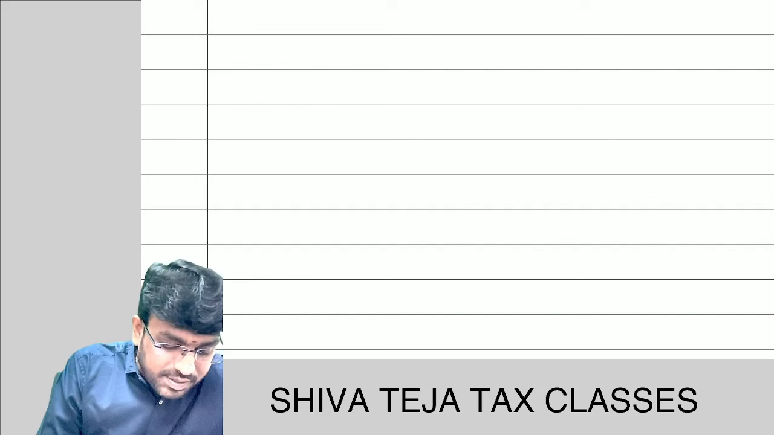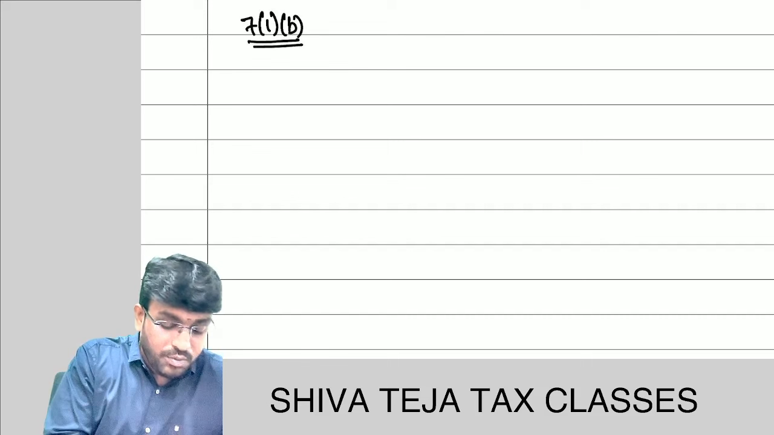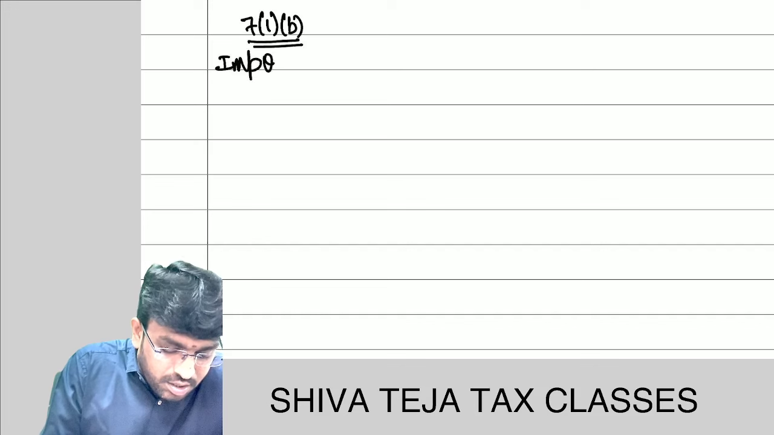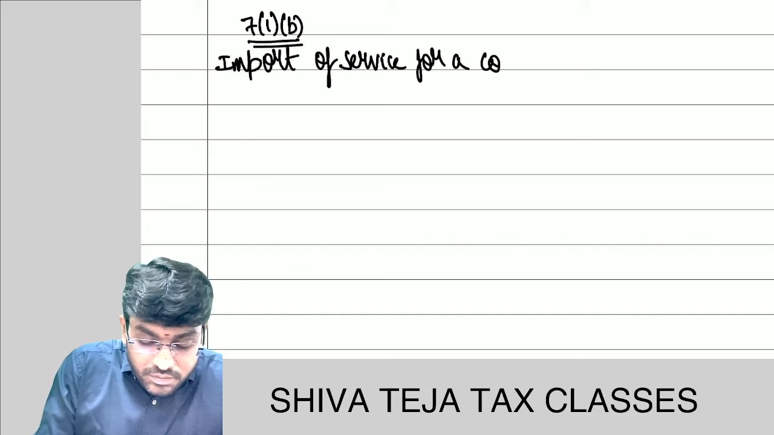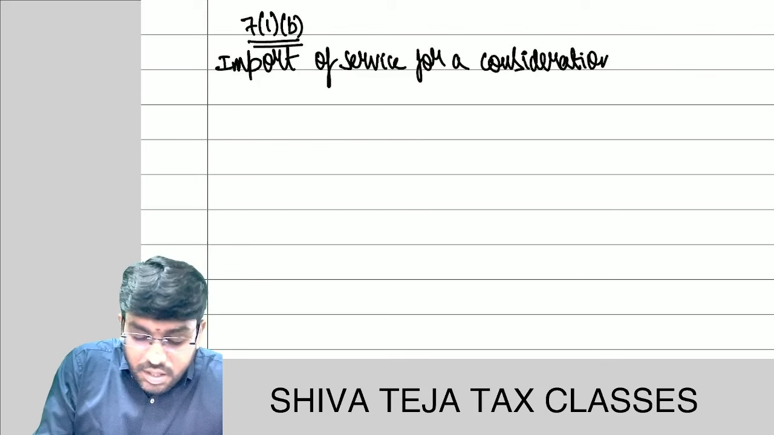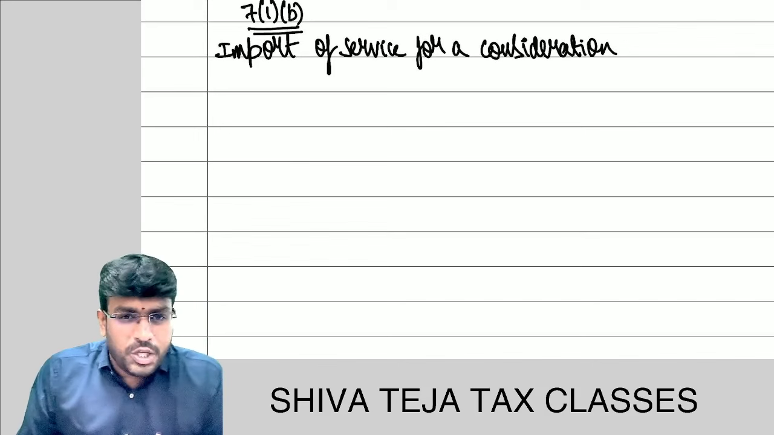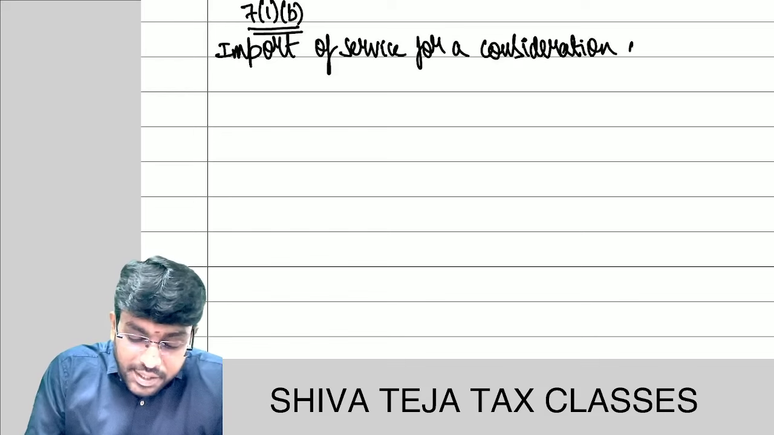Next point is what? 7.1b. This is a crazy point. See here. Import of service for a consideration. So what is the line? Import of what? Service. Did I write the word import of goods? What did I write? Import of service, for a consideration.